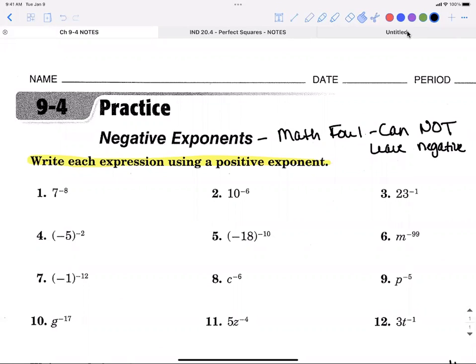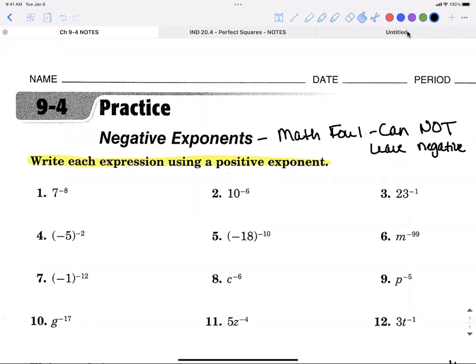Chapter 9-4. Okay, we're going to be dealing with negative exponents here. And what I want you to put in your notes is that negative exponents are a math foul. Okay, cannot have them. Can't leave them negative. And I'm going to show you how to deal with a negative exponent. It's a very, very simple fix.